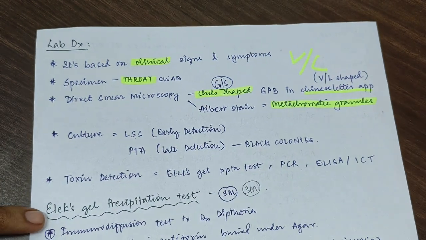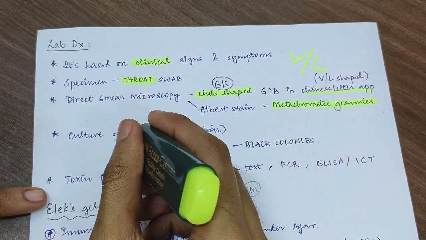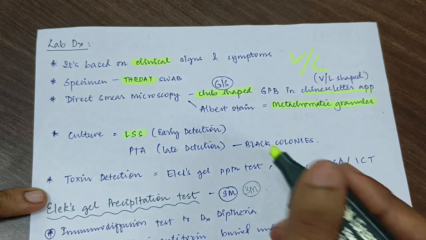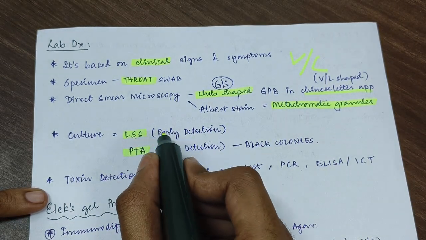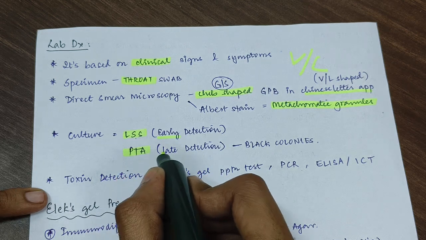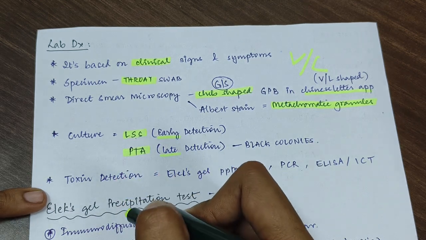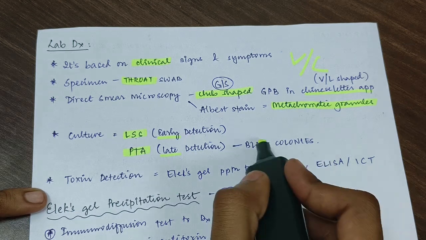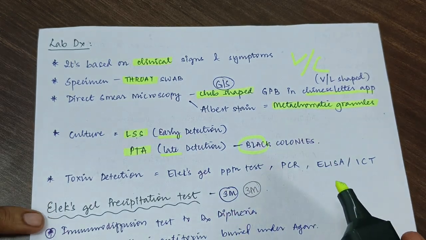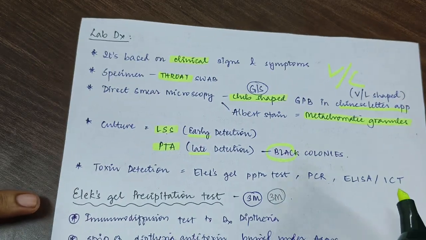For the culture, there are two things you're going to see. One is Loeffler's serum slope and the other is potassium tellurite agar. Loeffler's serum slope is used for early detection, whereas PTA is used for late detection. Of these, PTA is more specific. And you're going to see black colonies on a yellow background.